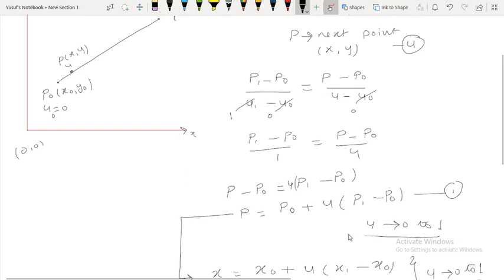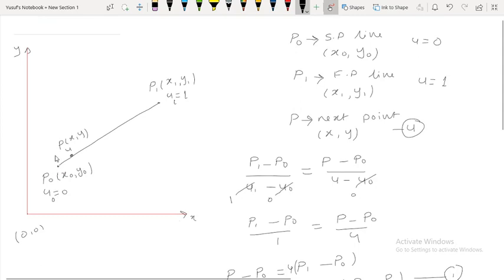So first you have to put u is equal to 0, and you will get the start point. Then you put u is equal to 0.1, and you will get the next point, and then u is 0.2, 0.3, 0.4. By varying this parameter, you can calculate the points or pixels on the line. By using these pixels, you can draw the line.